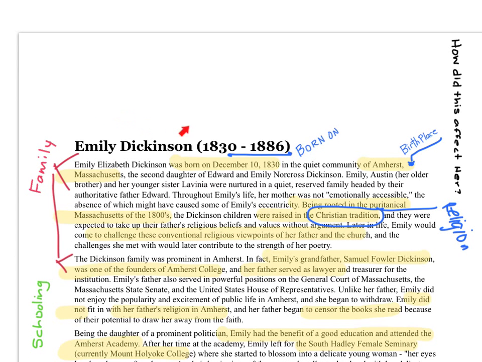Here you can see I made some notes. She was born on, I highlighted here, her birthplace. She comes from a Christian background. Some components about her family. Also, it says that she was rooted in a puritanical community, and so I wrote a note, how did that affect her, because I found it interesting.